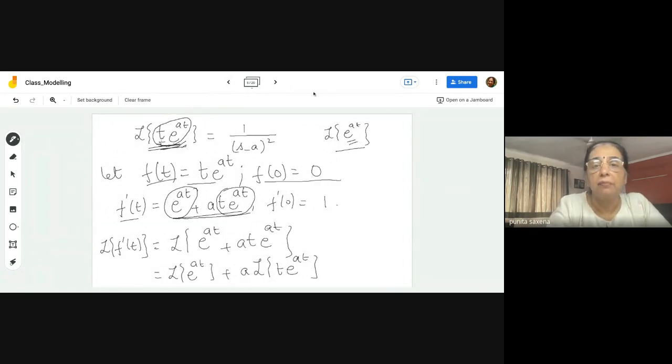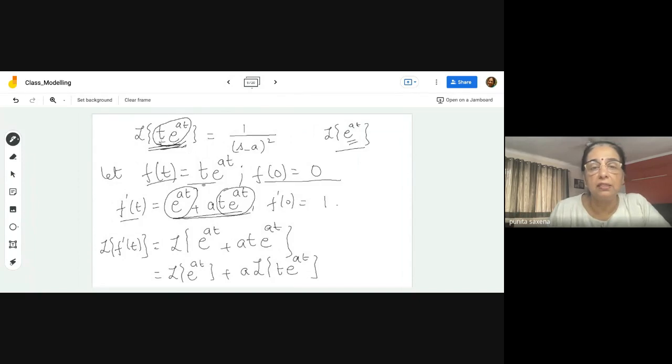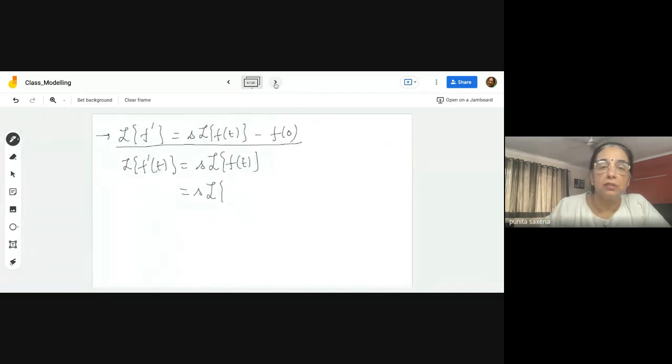Now, if I look at my function here, what is f at 0? It is 0. So for all such functions where the function vanishes at 0, the Laplace transform of f dash t is nothing but s times the Laplace of ft. But what was ft in this case? ft in this case was this function, so this is s times the Laplace transform of t e to the power at.